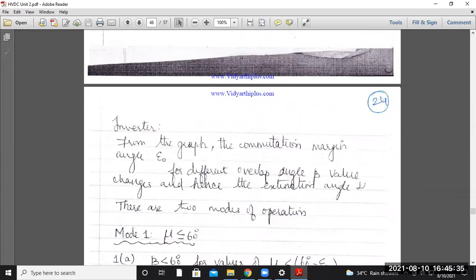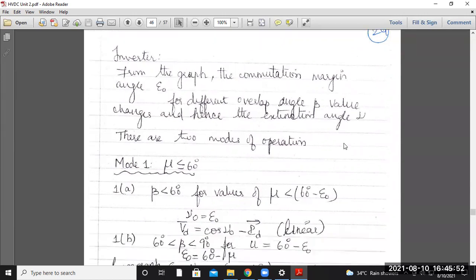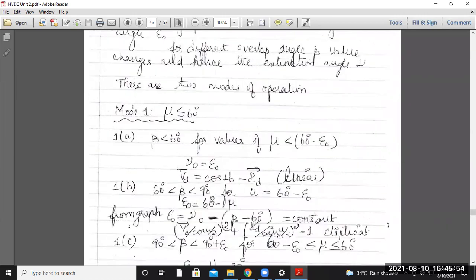Now from the graph, the commutation margin angle is epsilon naught, and for different envelope angle beta, the value changes, hence the extension angle gamma. That means depending upon the value of epsilon naught, if the value of beta changes, the value of extension angle, that is gamma, changes. So it will have two modes. That means mode 1, when mu is equal to or greater than 60 degree. In that case, the first case is taken when beta is less than 60 degree.